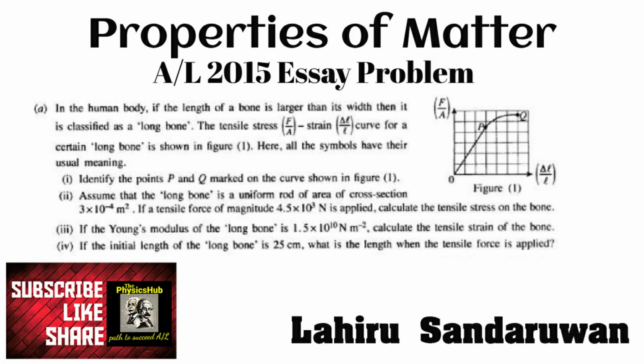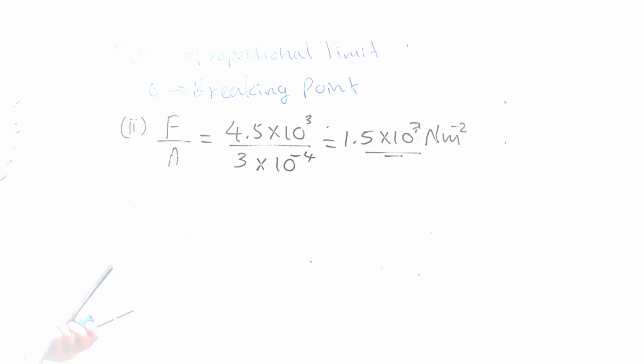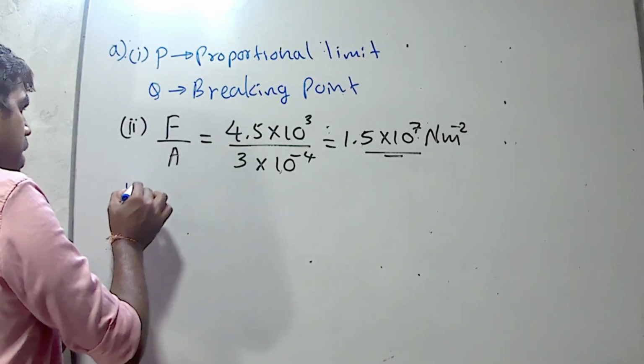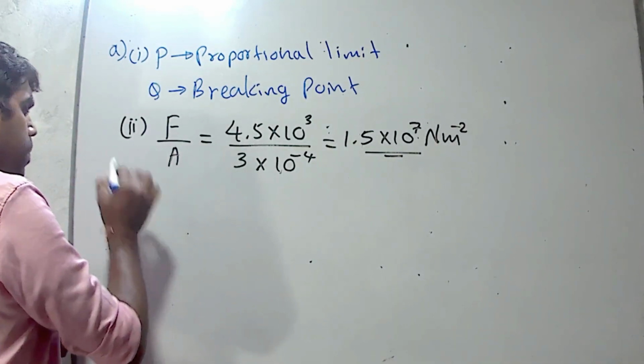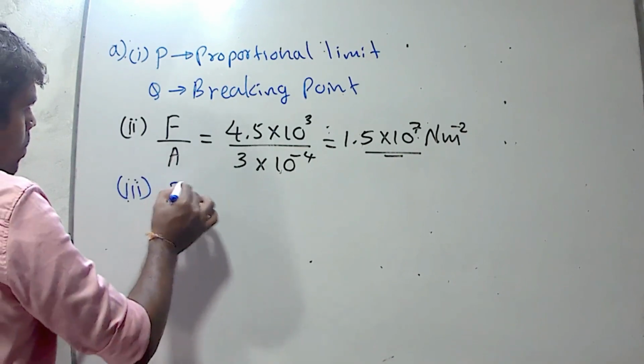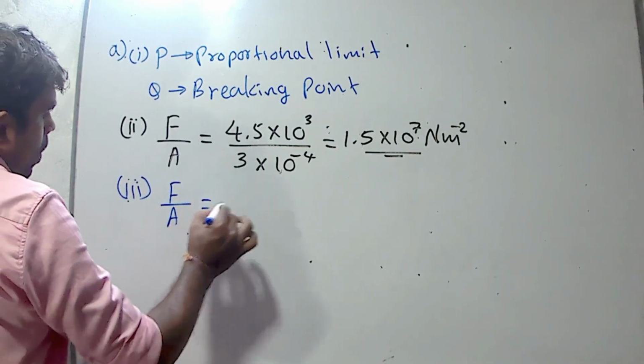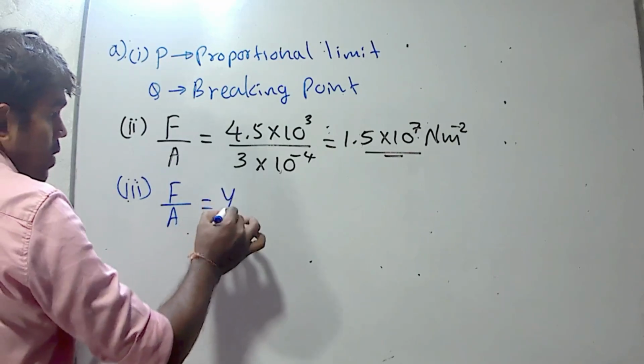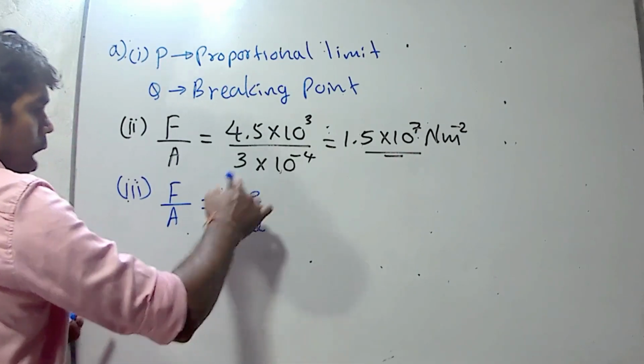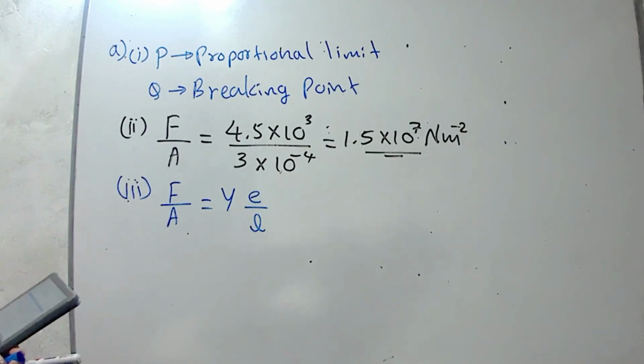Part 3. If the Young's modulus of the long bone is 1.5 × 10^10, calculate the tensile strain of the bone. Strain means extension divided by initial length. According to Hooke's law, F over A equals Y times E over L. I will use E for the extension; they have given delta L over L.